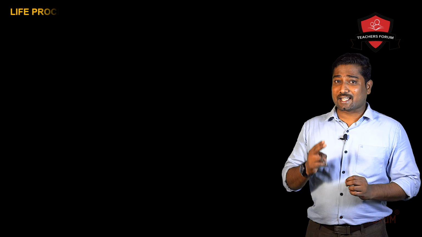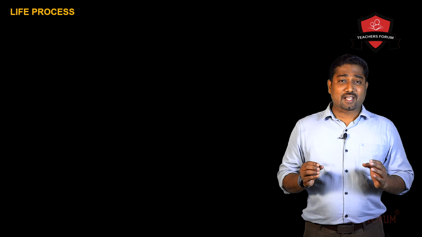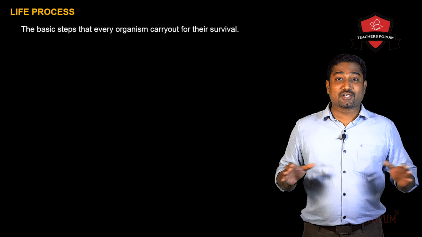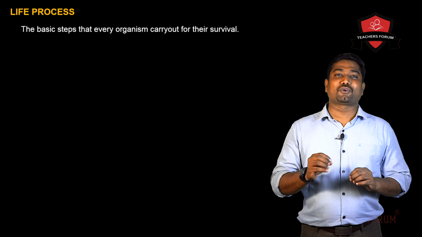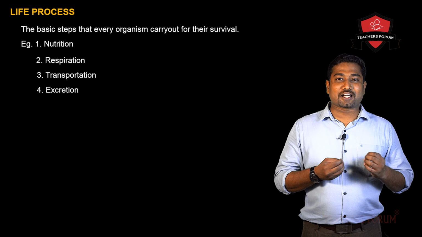Now moving to the second term, that's process. What are life processes? For every organism or even a cell, for their survival, it has to undergo certain life activities. So these basic steps every living organism has to undergo for their survival are termed as life processes. In fact, this chapter is full of life processes. Examples of life processes could be listed as nutrition, respiration, transportation, excretion. We'll be discussing each and every life process in more and more detail in the upcoming videos.